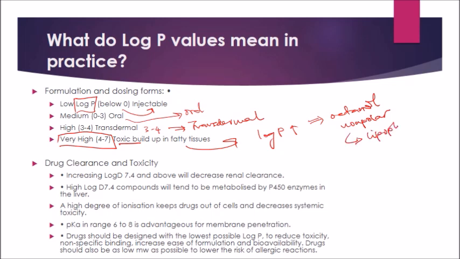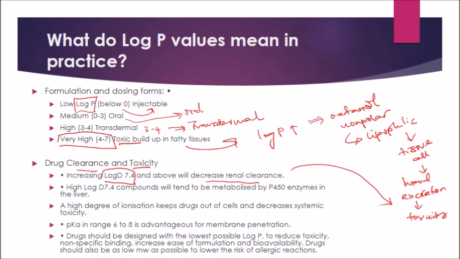When drugs are very lipophilic, they will stay in the tissue or the cell, and this makes excretion very hard. When there is a lack of excretion, you have toxicity. Talking about clearance and toxicity, increasing the log D value, the distribution coefficient, will decrease renal clearance, which will cause toxicity. Also, when you have a high log D, the drug will tend to be metabolized in the liver by the P450 enzyme due to its lipophilicity.